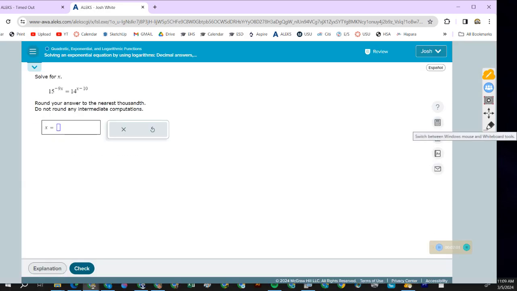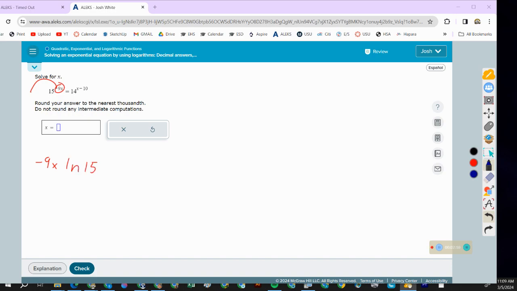All right. Here we ln both sides, and this is a little bit tricky. So we drop the negative 9x ln of 15, and that's equal to x minus 10 ln of 14. So these are just numbers. And I would use quite a few decimals.